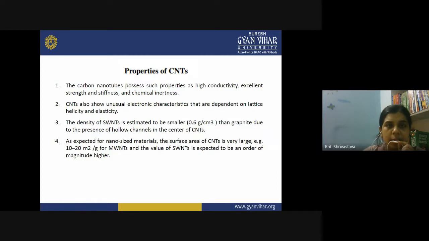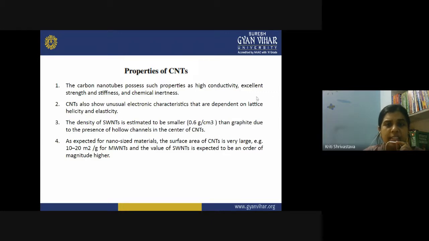Now, let us look at the properties of a carbon nanotube. What are the properties? So, the carbon nanotubes possess such properties as high conductivity, excellent strength, stiffness, and chemical inertness. These are some of the peculiar properties of carbon nanotubes. Now, what are the other properties? They have unusual electronic characteristics, like they are dependent on the lattice helicity and elasticity of the nanotube.